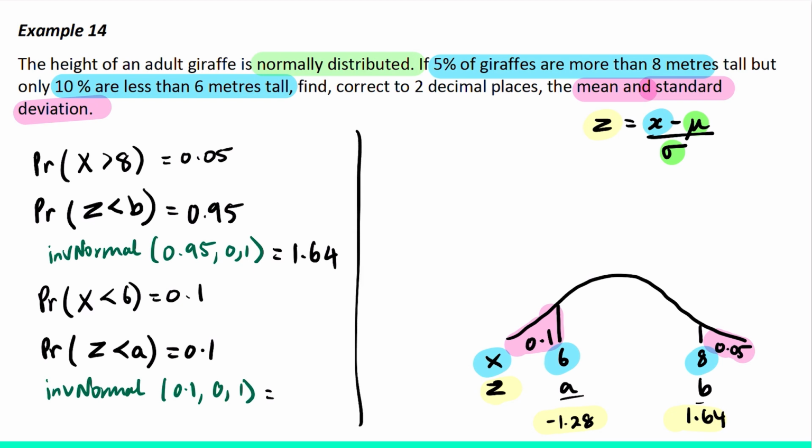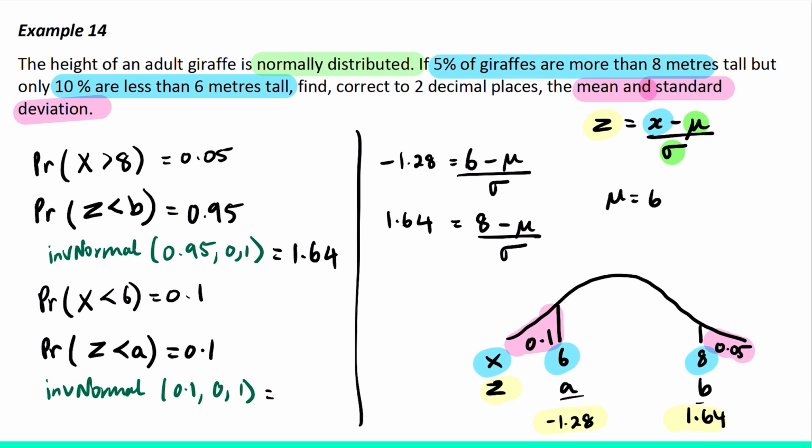When I have a z score of negative 1.28, that corresponds to an x score of 6, minus the mean, over the standard deviation. When I have a z score of 1.64, that corresponds to the x value of 8, minus the mean, over the standard deviation. That can go onto your calculator, just like we did previously, and when you do that, you get the mean is equal to 6.88 and the standard deviation is equal to 0.68, both correct to 2 decimal places.